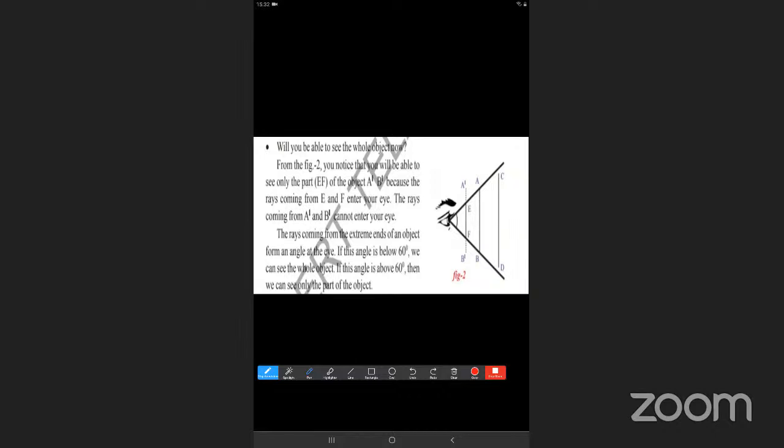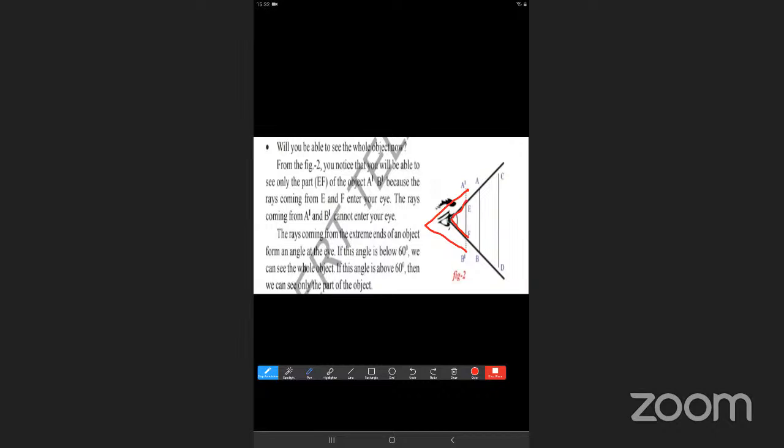Yes. So here you will be able to see only the part EF of the object A dash B dash, because the rays coming from E and F enter your eye. The rays coming from A dash and B dash are not entering into your eye. So that's why you are not able to see the points A dash and B dash. You are only able to see the part EF.